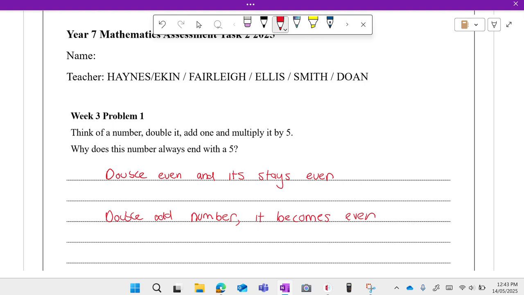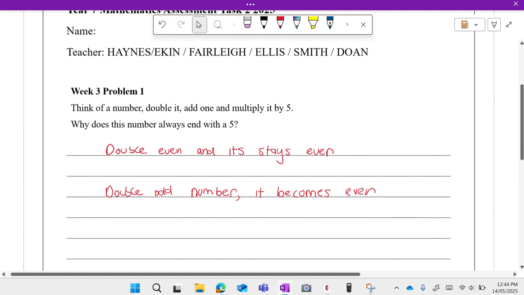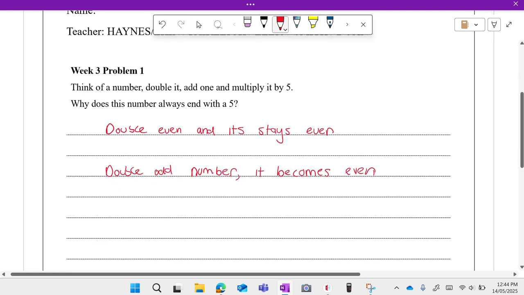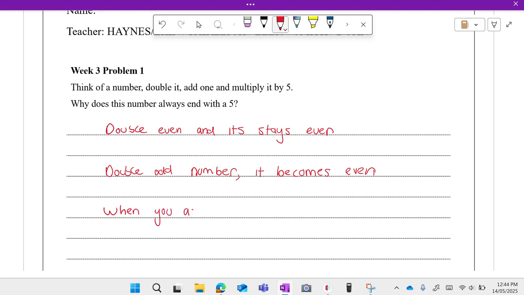Just remember, if you didn't have anything down, here are some ideas of what we're going to write down. Elsie, do you want to keep going for me? Whenever you add 1 to an even number, it becomes an odd number. Right, when you add 1 to an even, it becomes odd. Is that what you're saying? Yeah. And then any odd number times 5 will always end in a 5. Okay. And that's why it always ends in a 5.